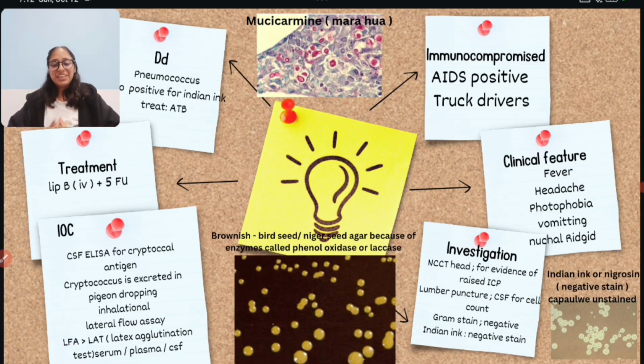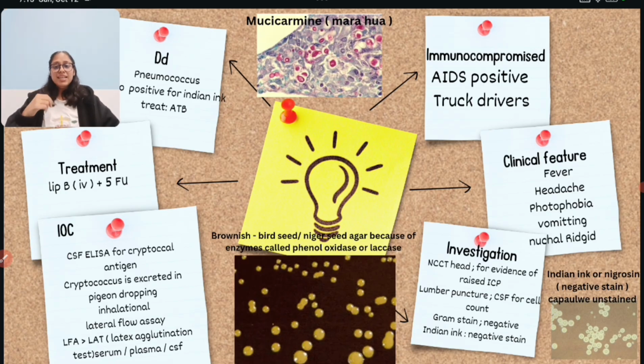Now, this is a question for you itself, but I think you will be able to understand what is the organism I'm going to talk about. So we start with clockwise direction. You see the immunocompromised tag first. Whatever scenario they give will be like immunocompromised, truck drivers are the most common keyword they give, and AIDS positive. The clinical features will be typical of meningitis like fever, headache, but the one feature which is different will be the presence of photophobia.